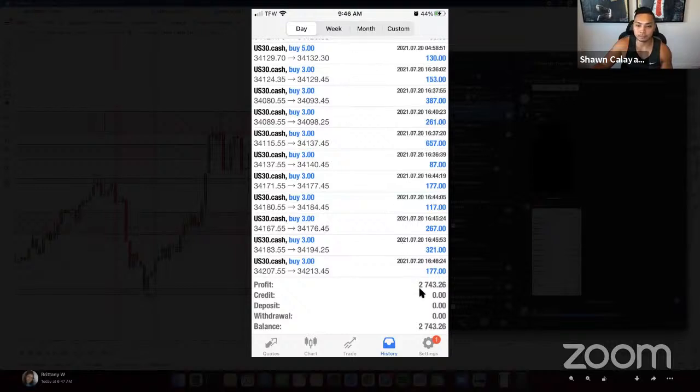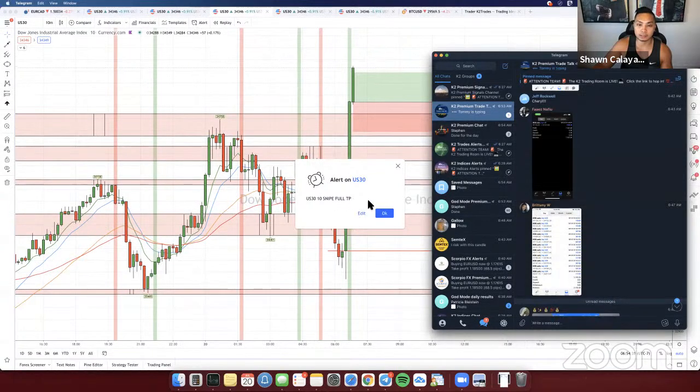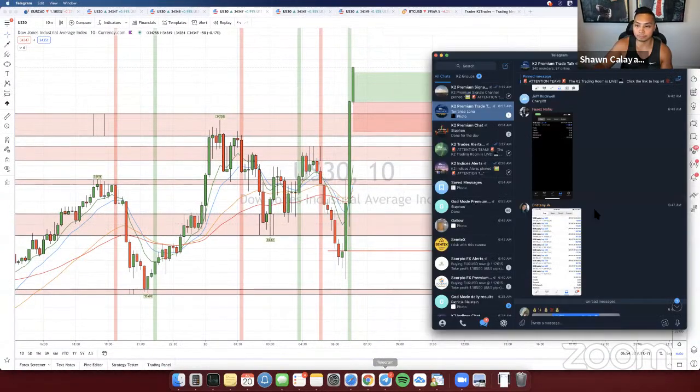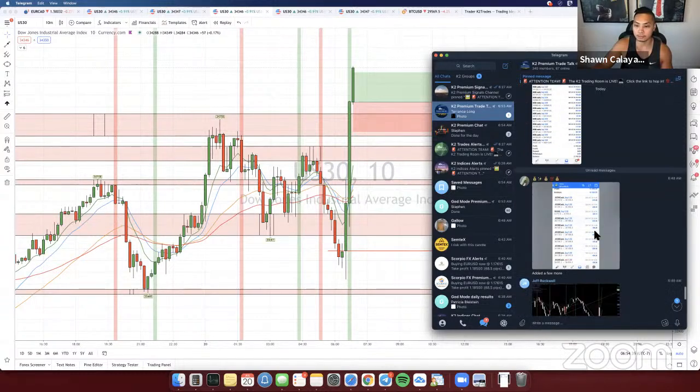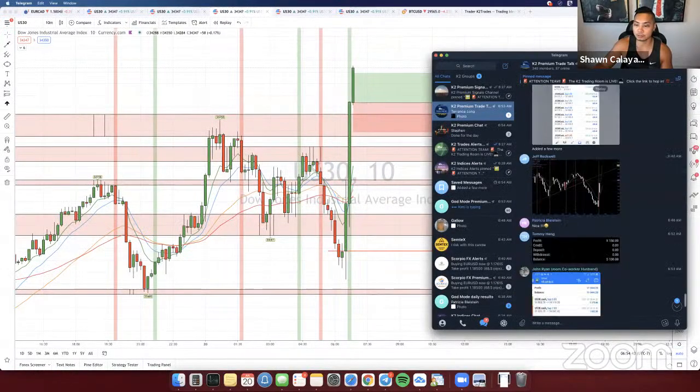She made 2,743. So as you guys can see, even though I'm not taking trades and I'm not calling anything official that I'm taking myself, a lot of you guys here, if you guys understand the strategy, you guys can do it yourself. Cheryl over here, she took the buys as well, the ones that I marked up. She made 6,169. Nice work, Cheryl.